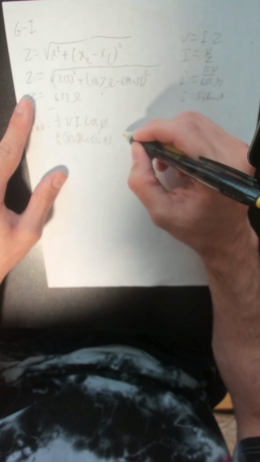And then we multiply by cosine of negative 65.1 phase angle. All we have to do is plug it in. We get an average power of PV equals 0.395 watts. All right.